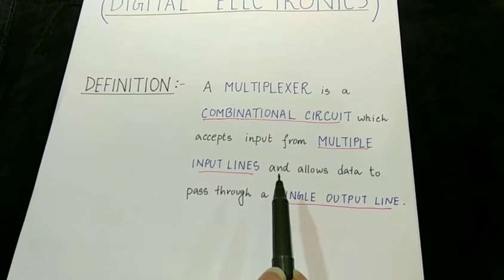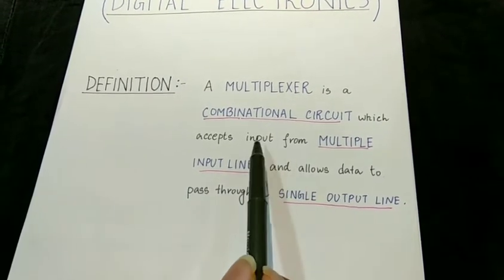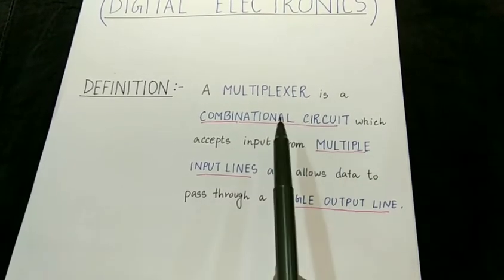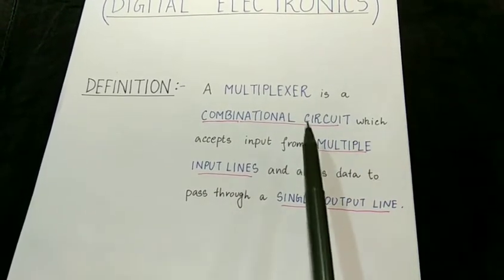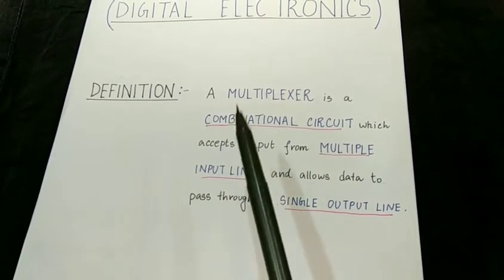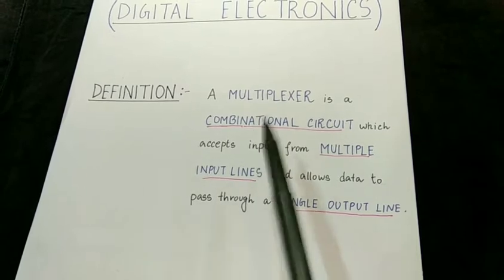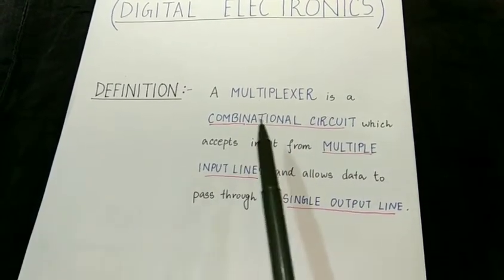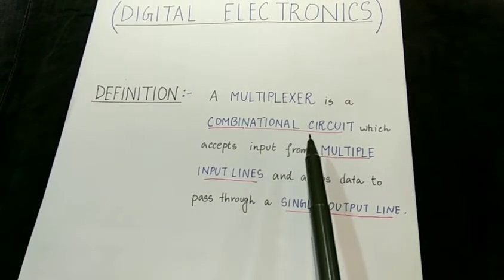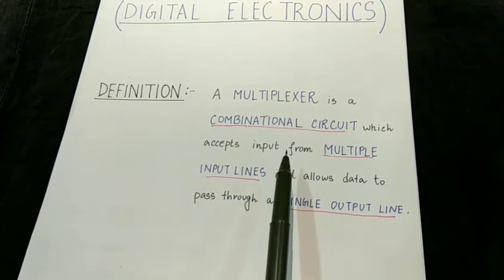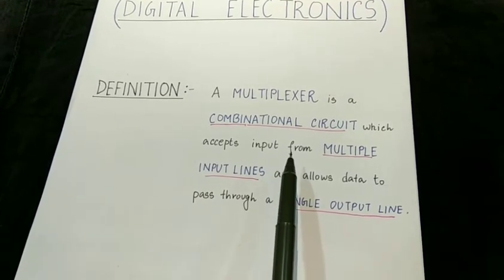As we know that there are two types of logical circuit. One is the combinational logical circuit and the other is the sequential logical circuit. The difference between the two is that a combinational logical circuit does not possess a memory element, whereas a sequential circuit possesses a memory element. So a multiplexer is a time-independent circuit, which means that the output does not depend upon the previous input, but it depends only and only on the present input.